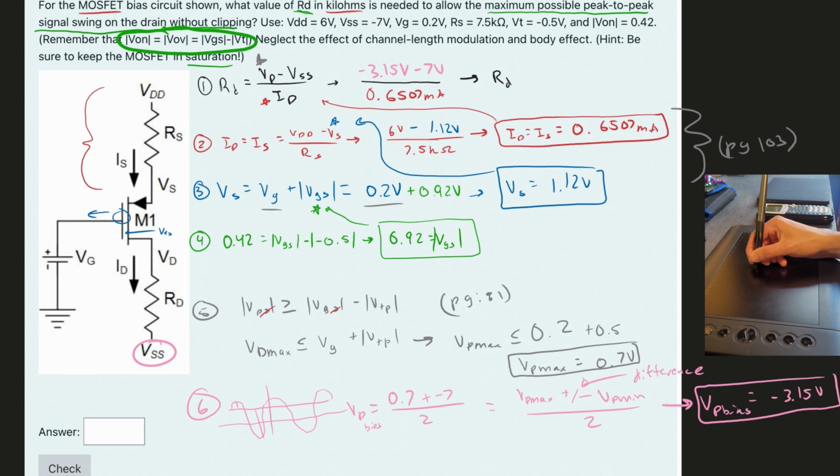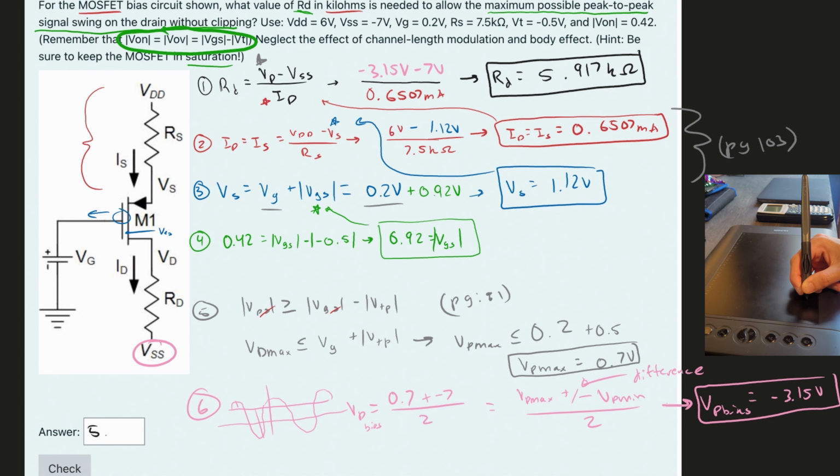So our RD is going to be equal to, if we plug all of this into a calculator, approximately 5.917 kiloohms. That was a long problem, but that is how we would go about solving it in anything like it. For other problems that are very similar, there's probably a video in the playlist linked below the like button.